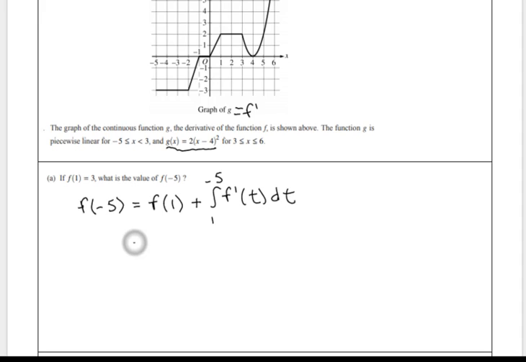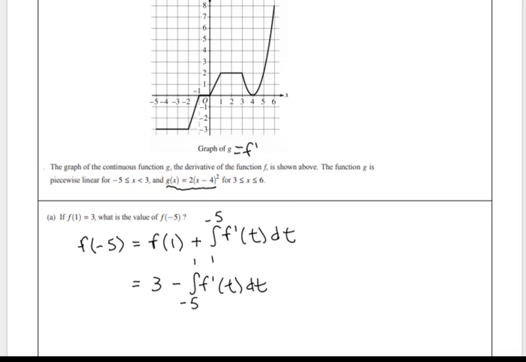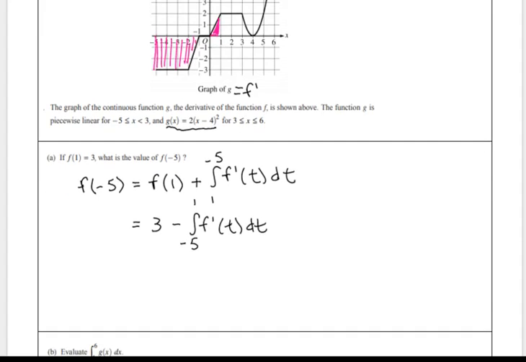Okay, so let's see what that means. f of 1 is 3. I'm going to flip that integral around, so I'm going to make it minus the integral from -5 to 1 of f prime of t dt. And we know that really just means find the area from -5 to 1. I know my numbers, guys, it's fine. From -5, we've got this trapezoid down here, and then it's flat, there's no area, and then going to 1, we've got this triangle. So we have a negative trapezoid and a positive triangle.